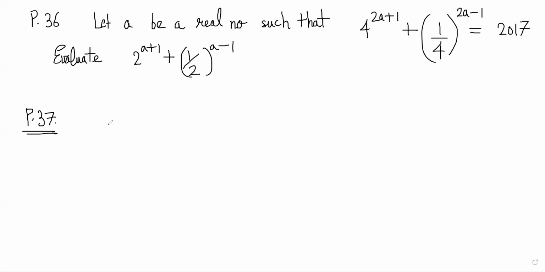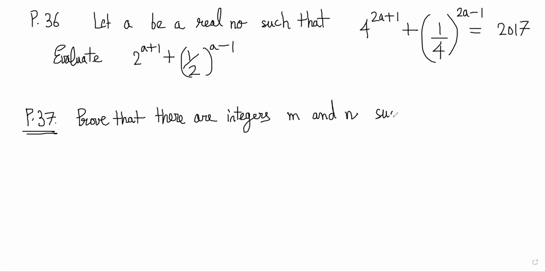Problem 37 is prove that there are integers m and n such that m power 4 plus n square is equal to 2017 to the power 2017.